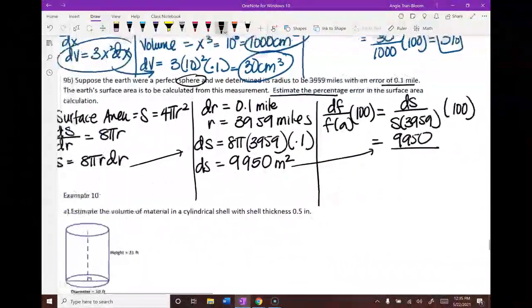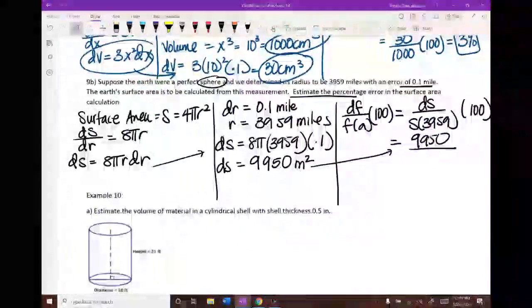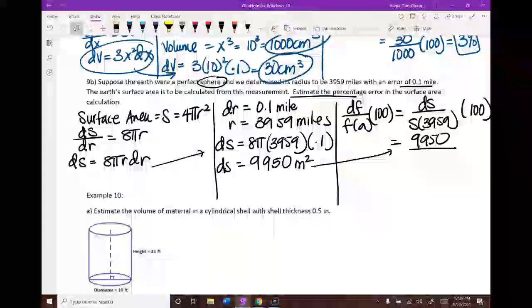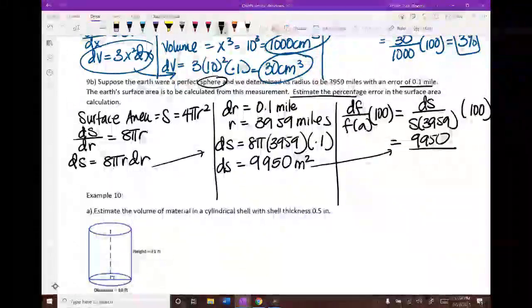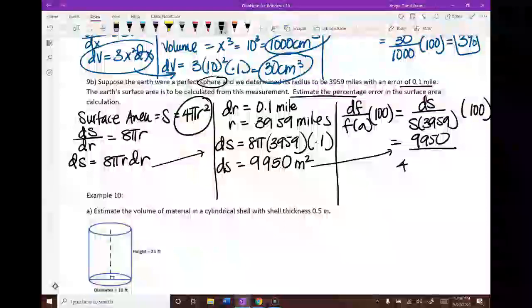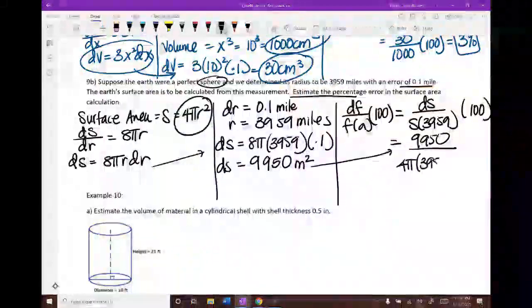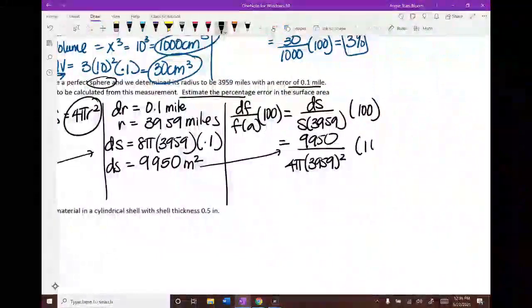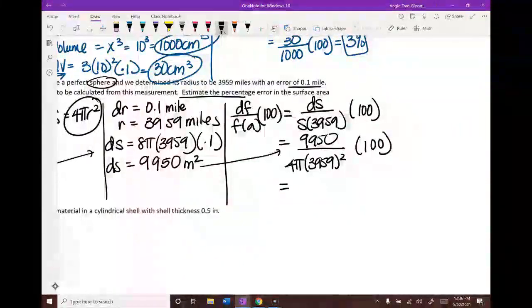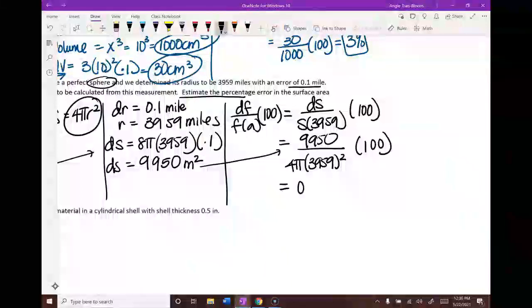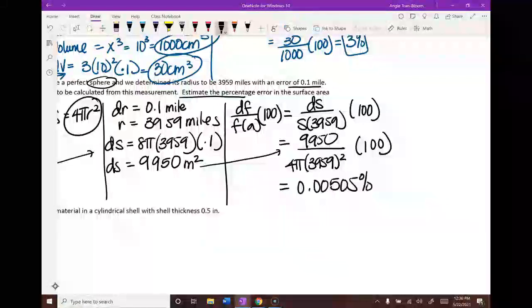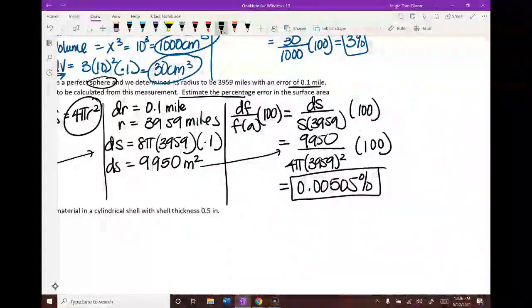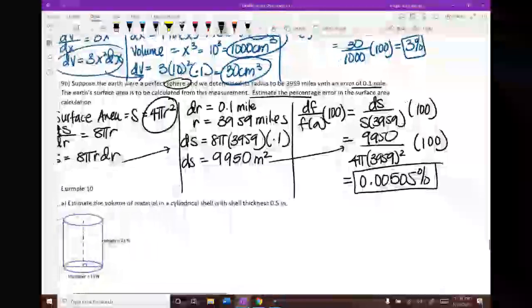Let's see, when we want to plug in s of the radius of 3959, so that's going to be this formula. So hold on tight, okay? 4 times pi, 3959 square. And I'm definitely going to need a calculator. I need to multiply by 100. So with my calculator, it's going to be super tiny because you got 3959 square in the bottom. 0.00505%. So the change is really, really small. All right, guys. So that's it.